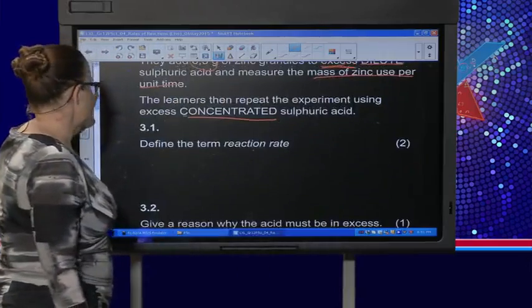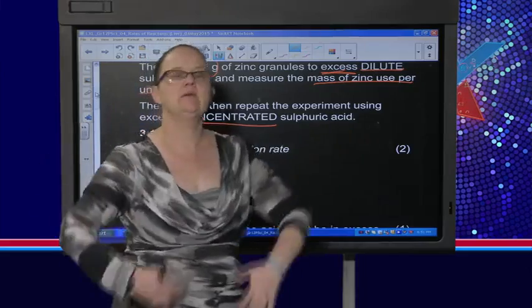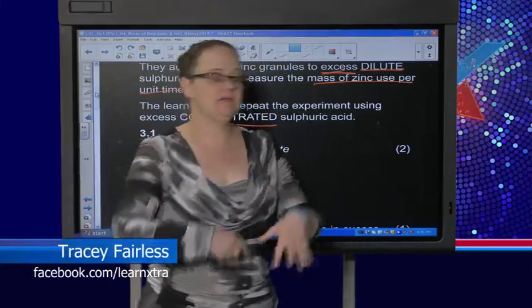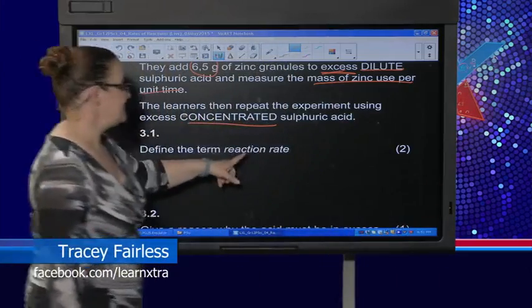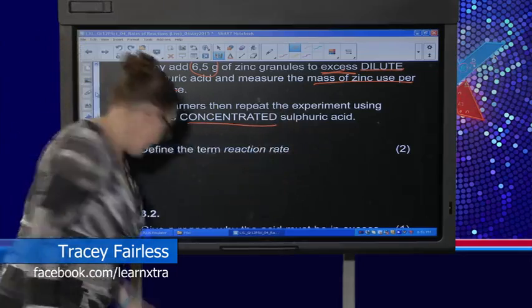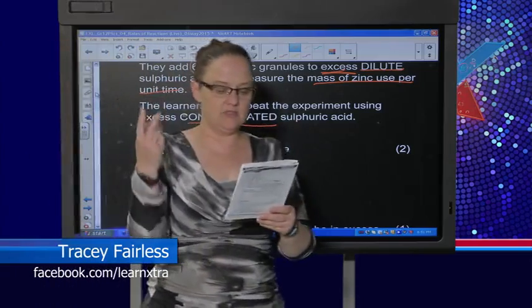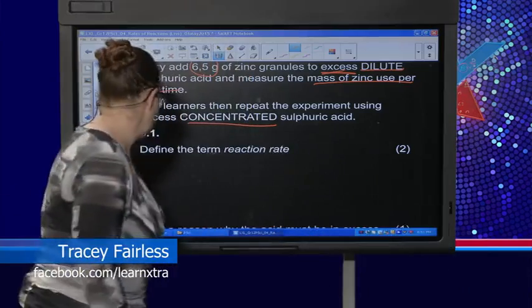First question, define the term reaction rate. Well, the reaction rate is the rate at which the reaction takes place, the rate at which reactants are used up, same thing. But note it doesn't say for this reaction, it just says define reaction rate. Okay? And in the official memo, it said the change in concentration of reactants or products per unit time. Okay, so we're okay with that.